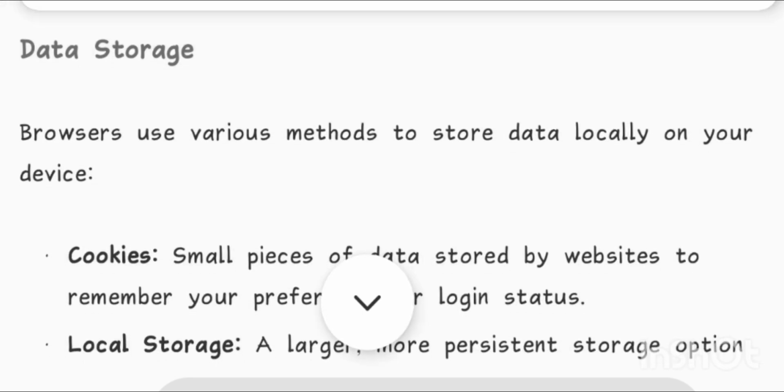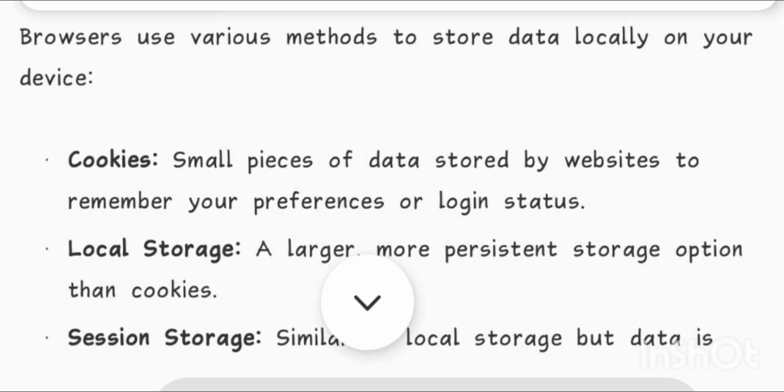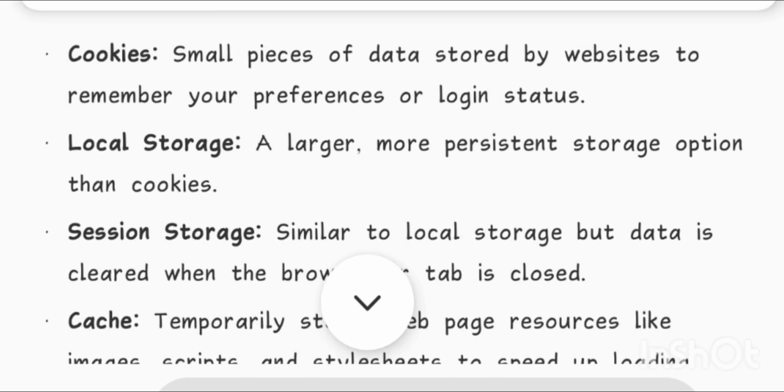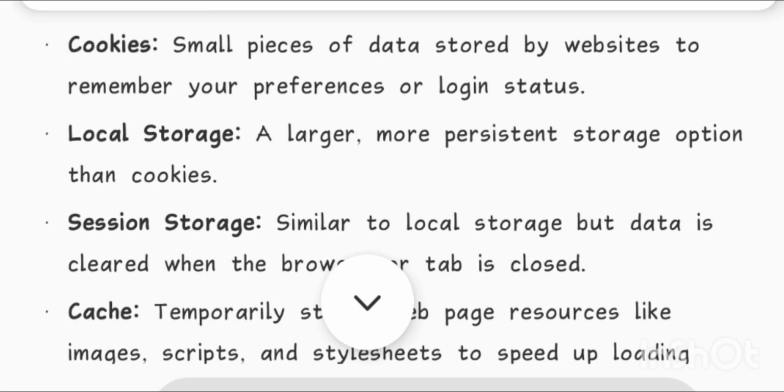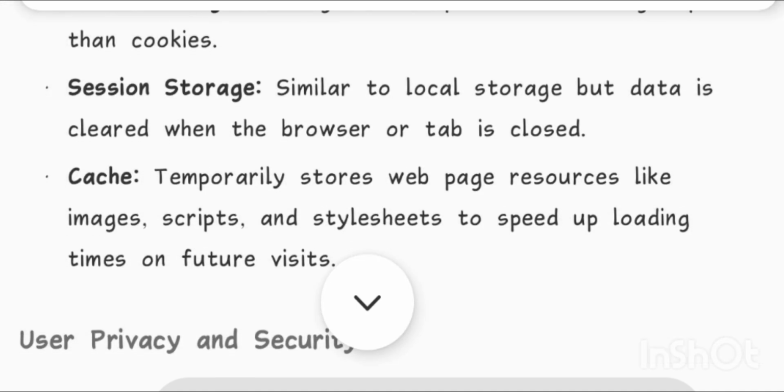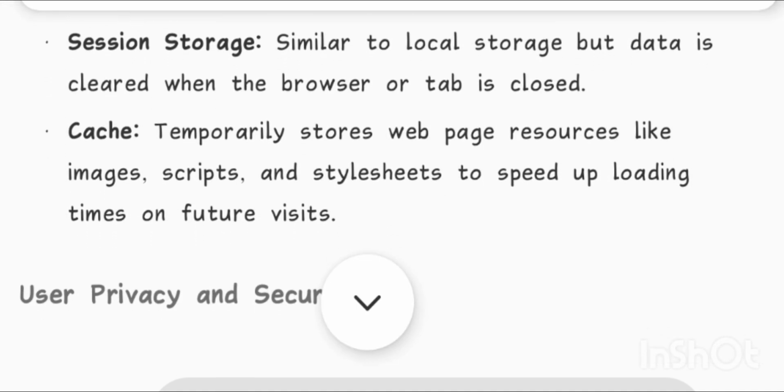Data storage. Browsers use various methods to store data locally on your device. Cookies. Small pieces of data stored by websites to remember your preferences or login status. Local storage. A larger, more persistent storage option than cookies. Session storage. Similar to local storage, but data is cleared when the browser or tab is closed. Cache. Temporarily stores web page resources like images, scripts, and style sheets to speed up loading times on future visits.